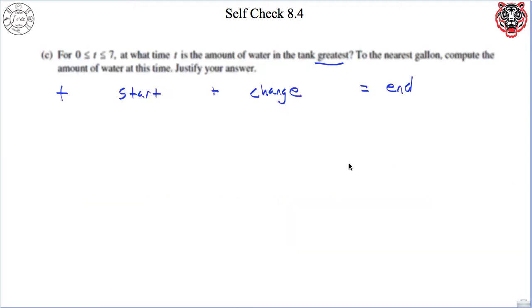So logically, it should only be at 0, 3, or 7. So let's simplify our chart. The only ones I didn't include was 3. So 0, 3, and 7. All right, so the start. The start for all of these is 5,000.